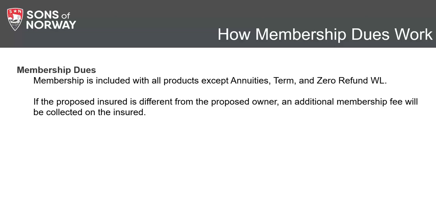The only time you're going to need additional membership other than those 3 products is when the insured is different than the owner. In that case, we are going to need to collect additional membership for the insured. The membership that's included with the premium covers the owner. The majority of the time, the insured and owner are going to be the same person. But in those cases, when the insured and owner are separate individuals, we do need to collect additional membership with that first premium.